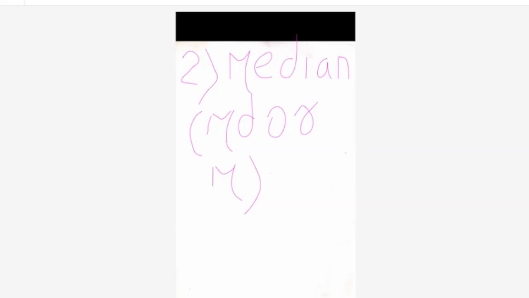So we should know that the median is the average which depends only upon the middle values, whereas it ignores the other values. Apart from that, median is the average which cannot undergo further mathematical treatment.